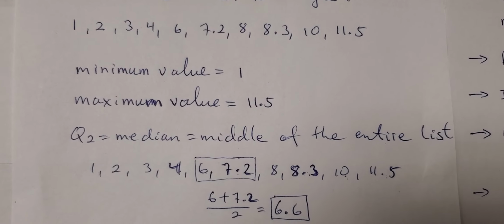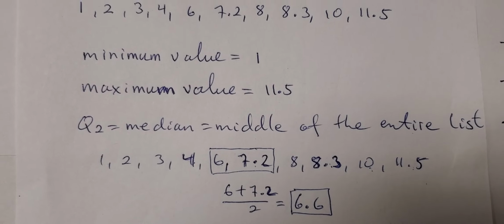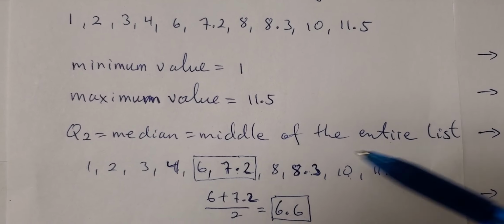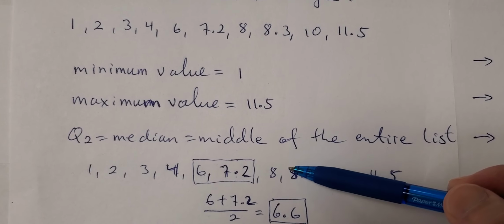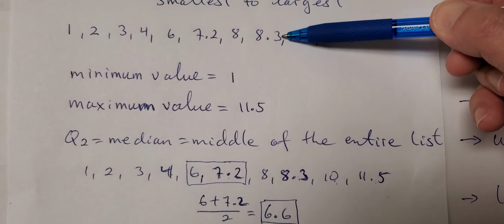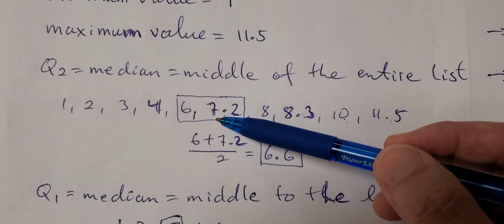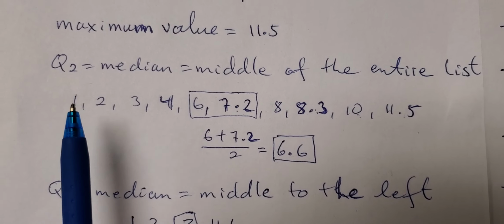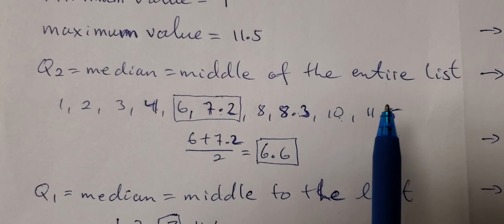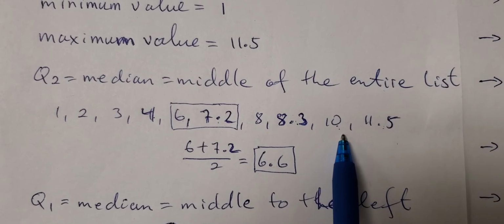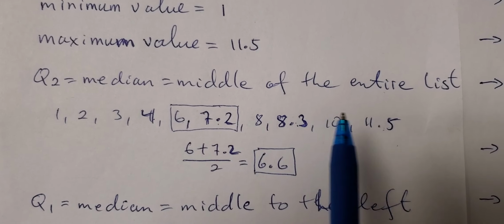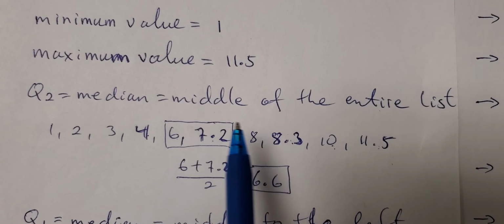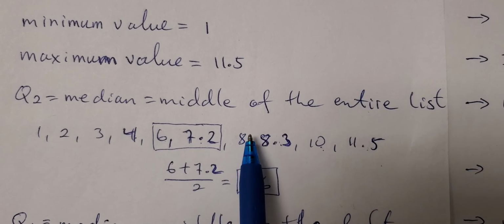The next number we need to find is Q2. Q2 is the median, or the middle of the entire list. So here's the list again. This list is the same as up here. To get the Q2, you will do this procedure. Left, right, left, right. So here we go. Left, right, left, right, left, right, left, right.